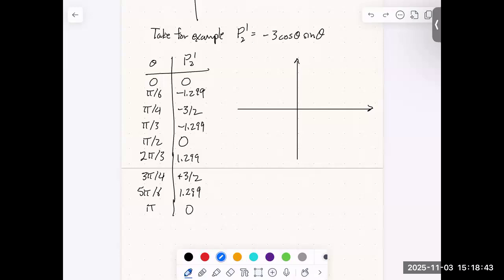Thank you very much. So we are almost done solving the angular part of our wave function. Next time we'll finish it off, and then we'll start working on the radial part.